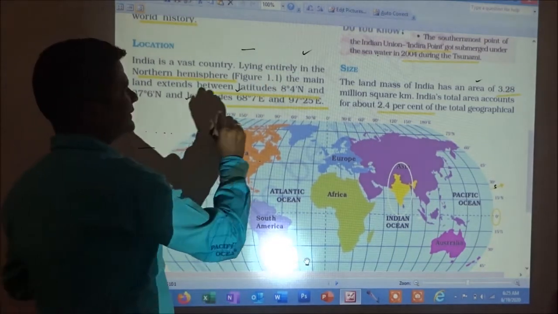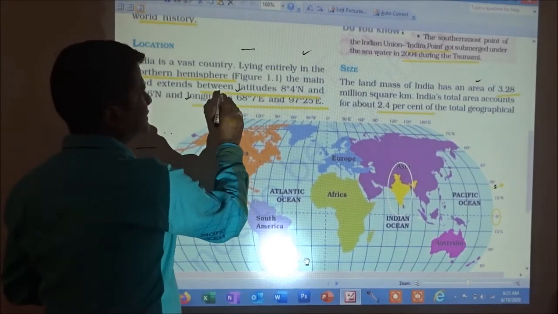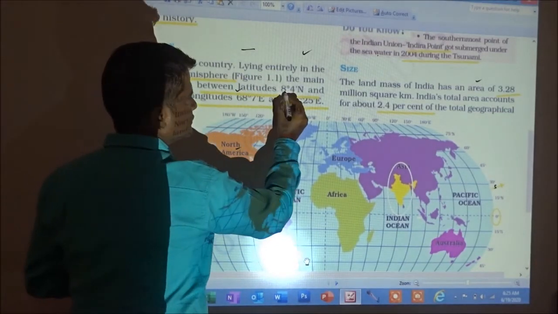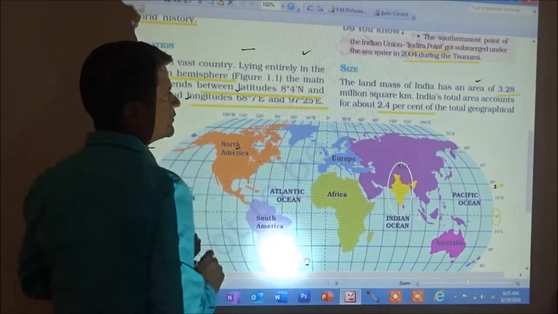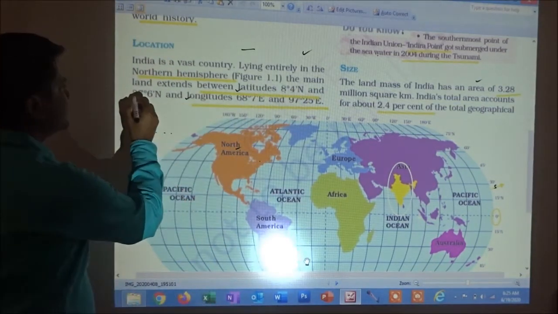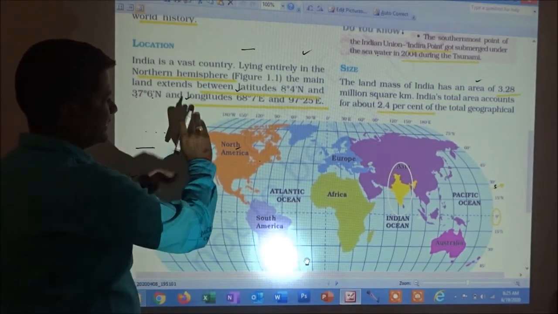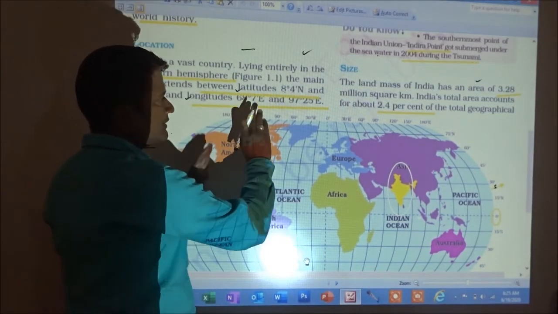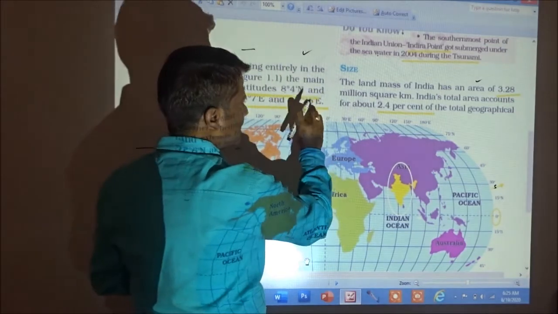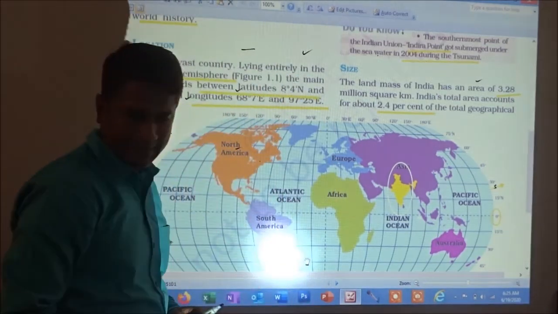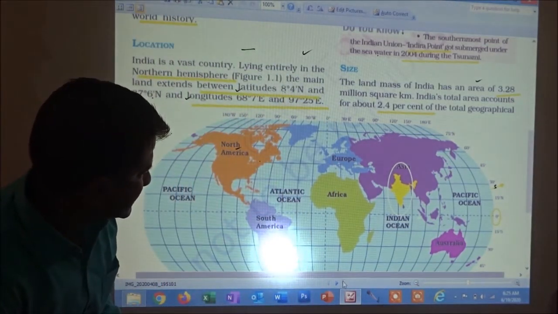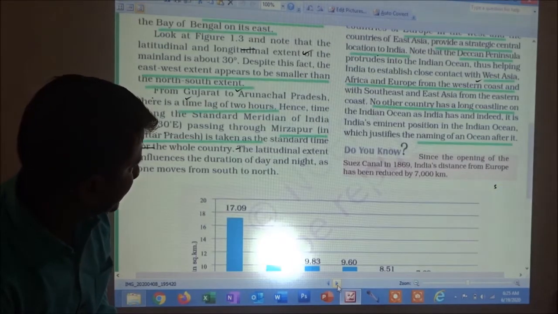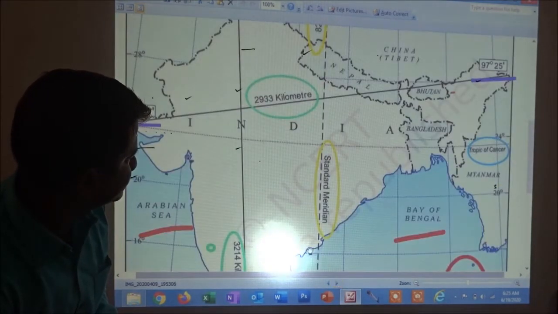Here you will find that India extends, if you talk about latitude, from 8 degree 4 minute north to 37 degree 6 minute north. Then longitude is 68 degree 7 minute east to 97 degree 25 minute east. Okay, this I will explain to you with the map of India. So here it is on your screen.